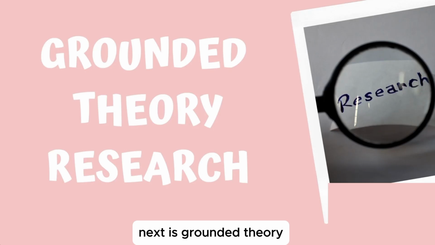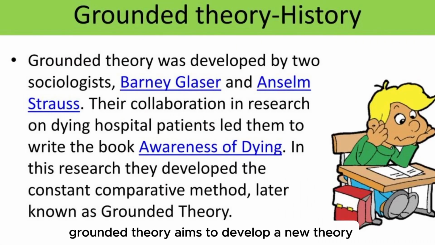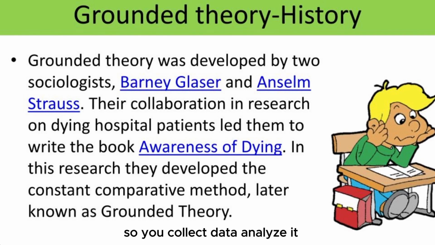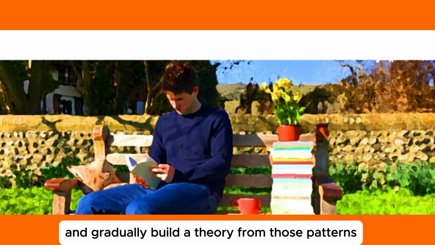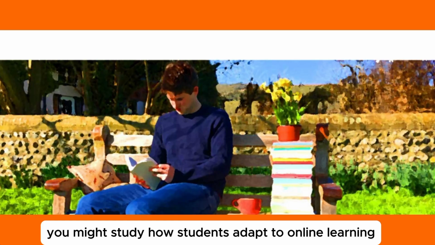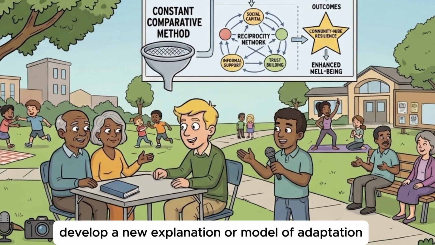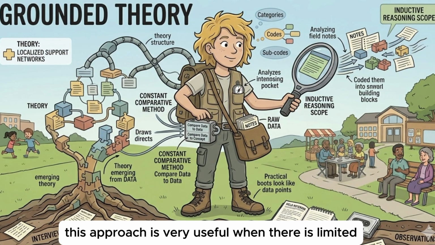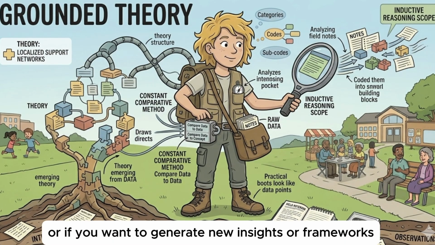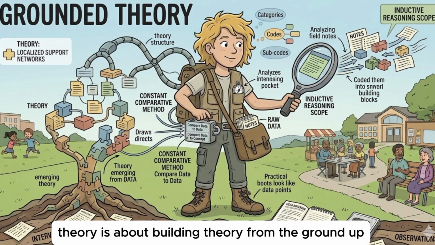Next is grounded theory, which is slightly different from the others. Instead of starting with a theory, grounded theory aims to develop a new theory based on the data you collect. So you collect data, analyze it, identify patterns, and gradually build a theory from those patterns. For example, you might study how students adapt to online learning and, through your findings, develop a new explanation or model of adaptation. This approach is very useful when there is limited existing theory or if you want to generate new insights or frameworks. So grounded theory is about building theory from the ground up.